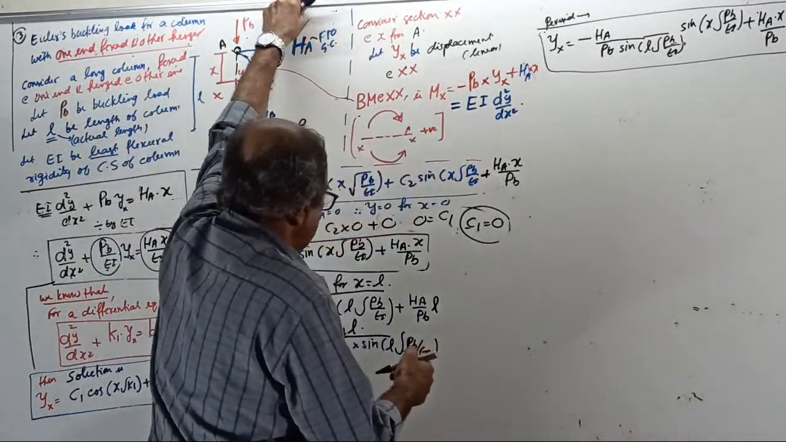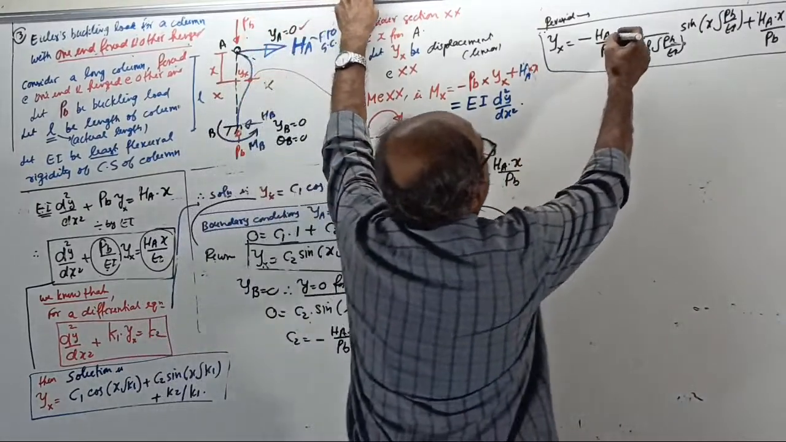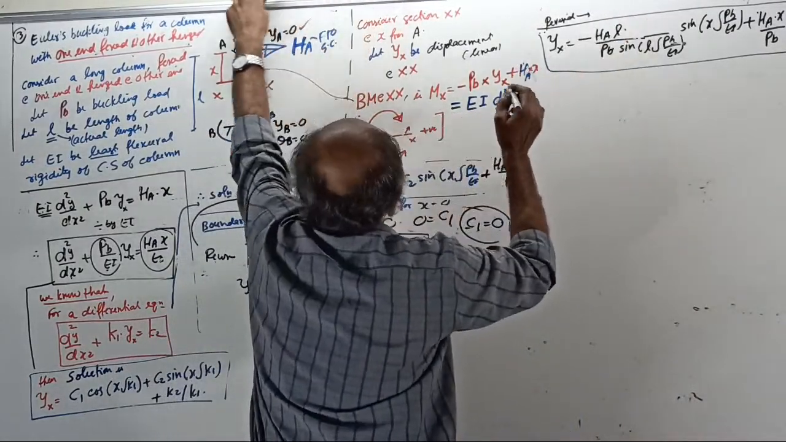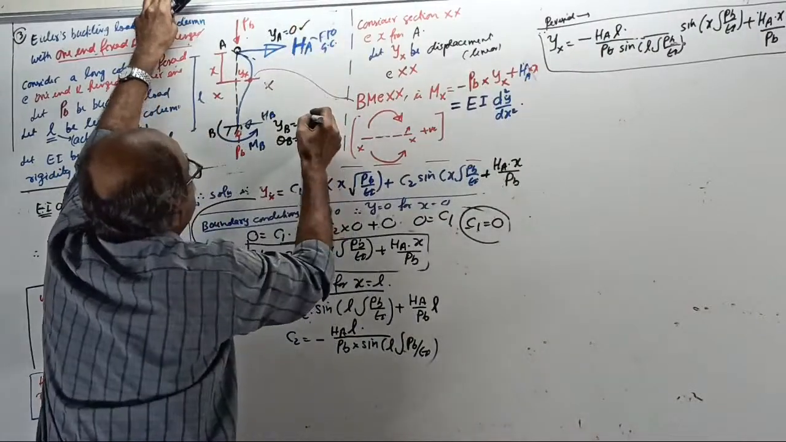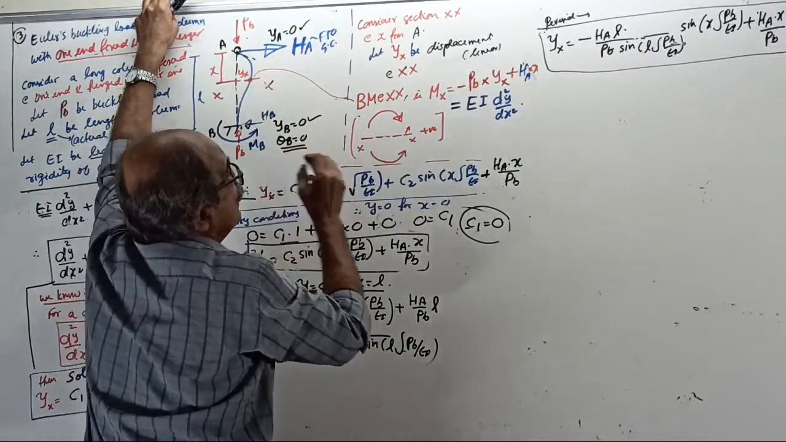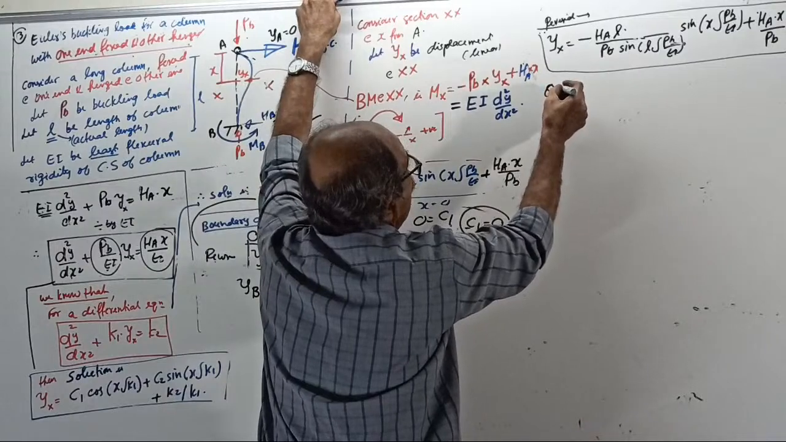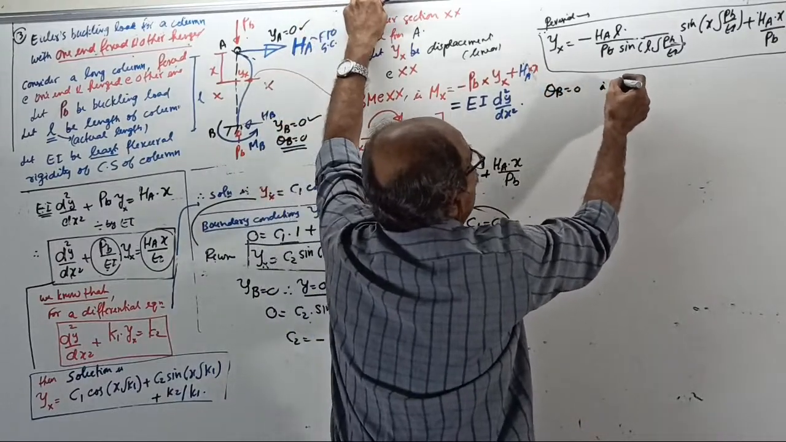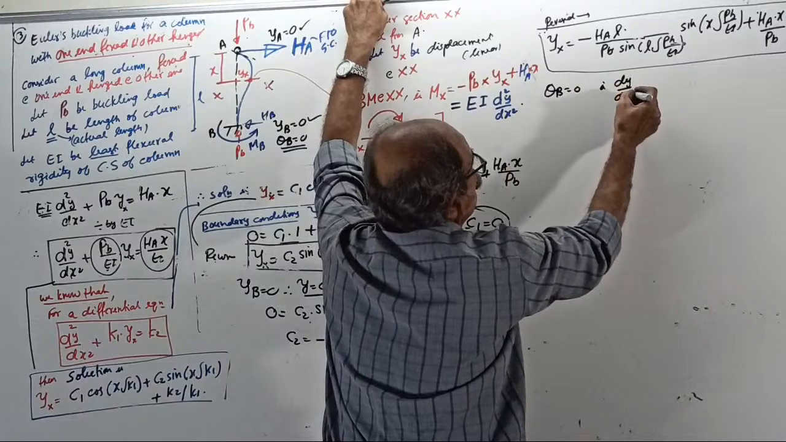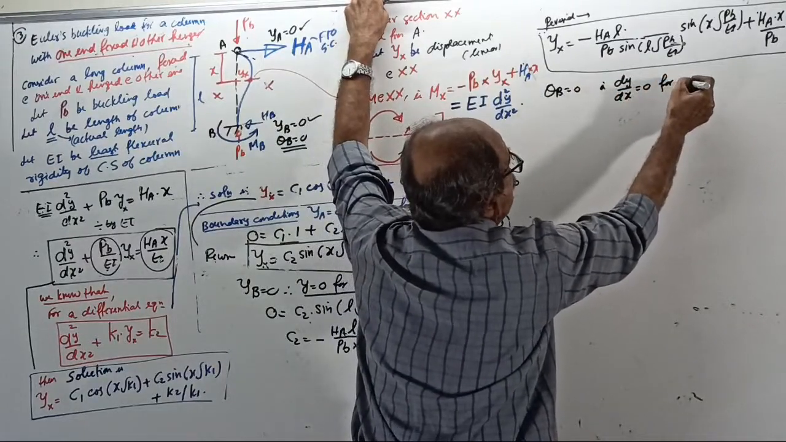Who told? Suresh told, I think. L. Okay, now this is over. Now, the last condition: theta b equal to 0. That is, dy by dx equal to 0 for x equal to L.